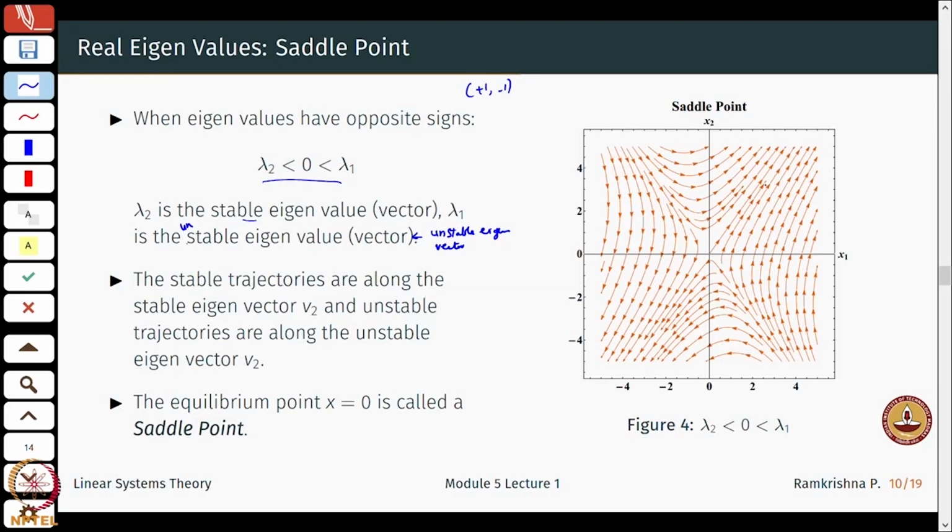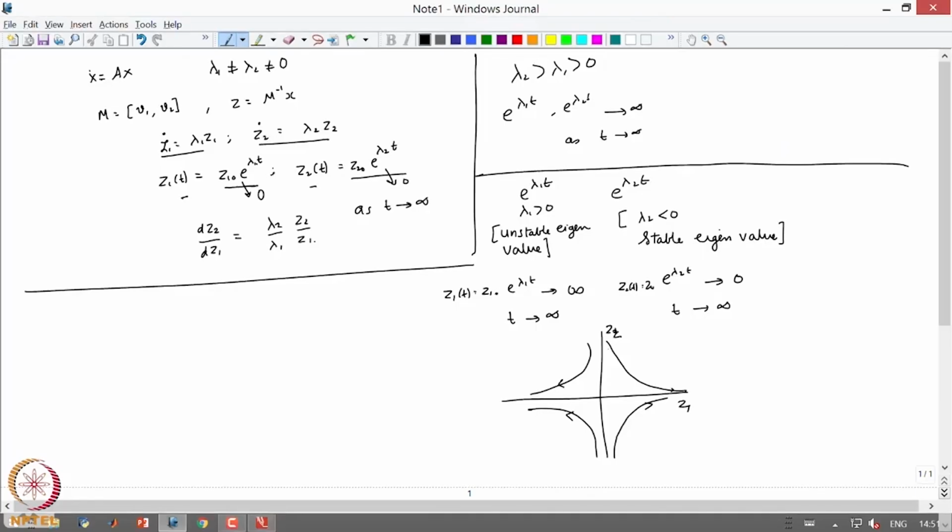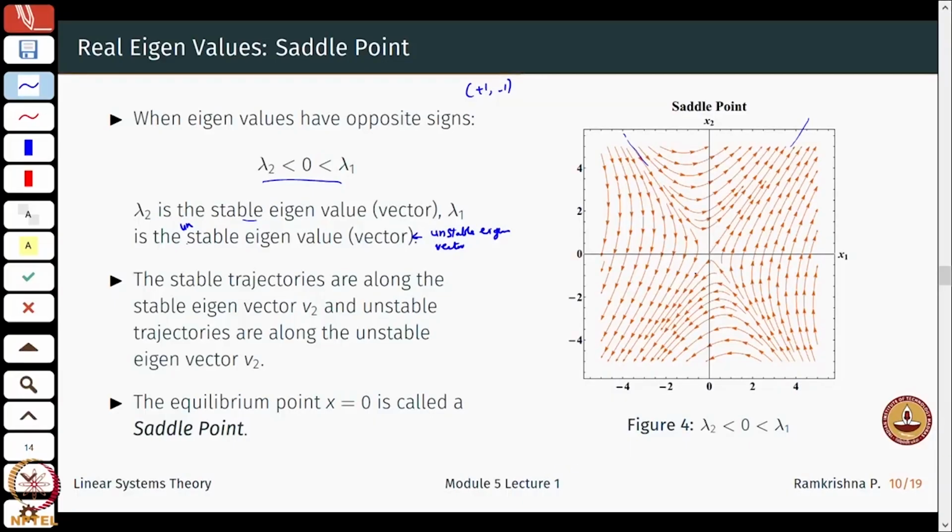Okay, so back in the x1 x2 plane, this would look something like this. The stable trajectories are along the stable eigenvector and the unstable trajectories are along the unstable eigenvector. So in this case, the equilibrium point x equal to 0 is called a saddle point.